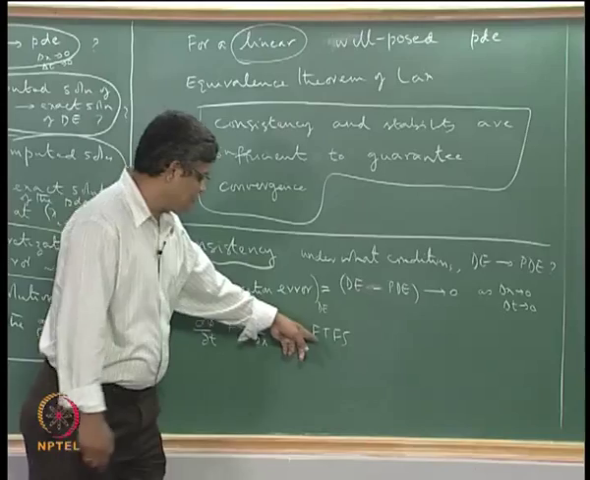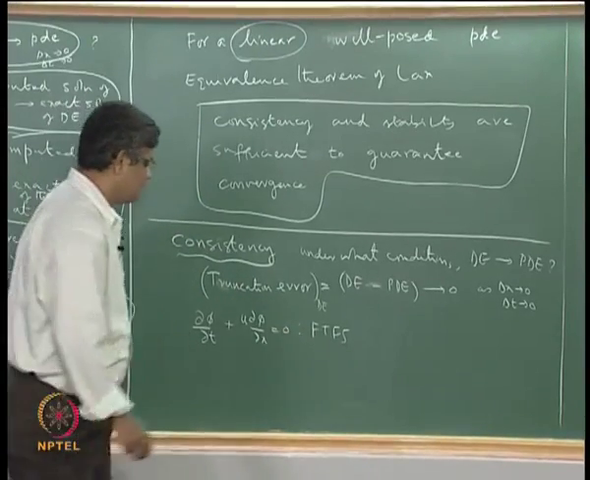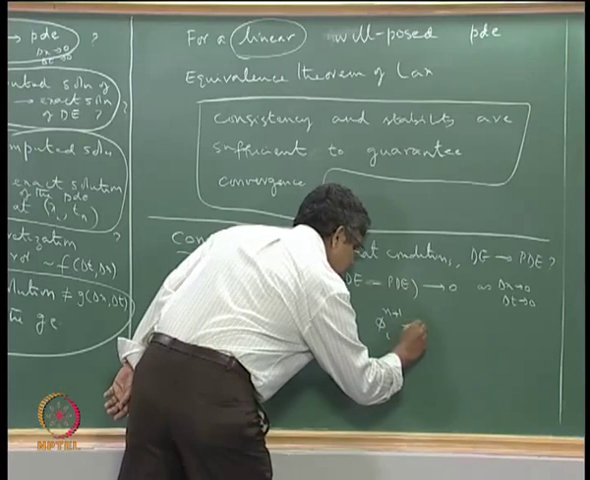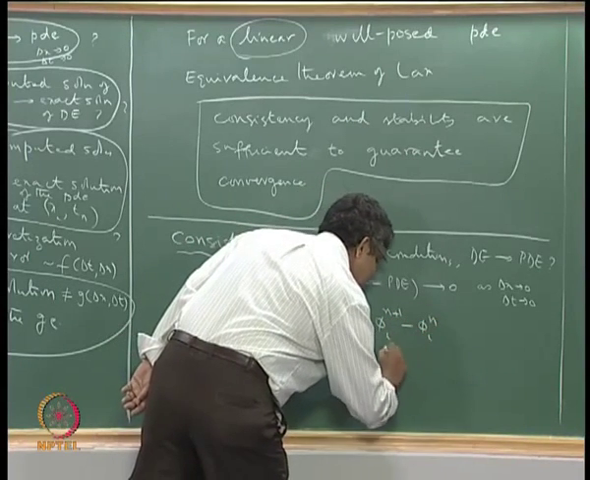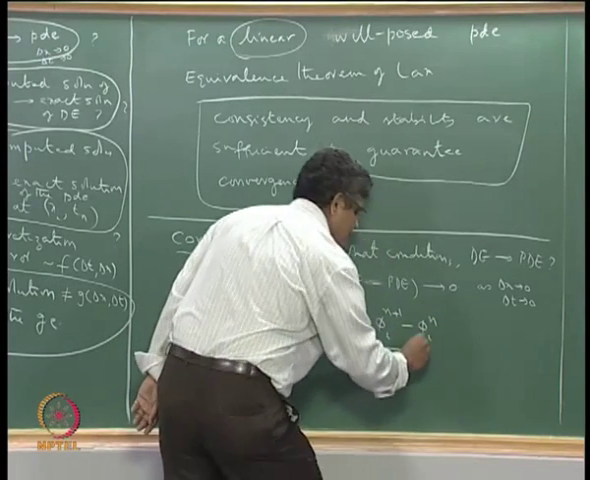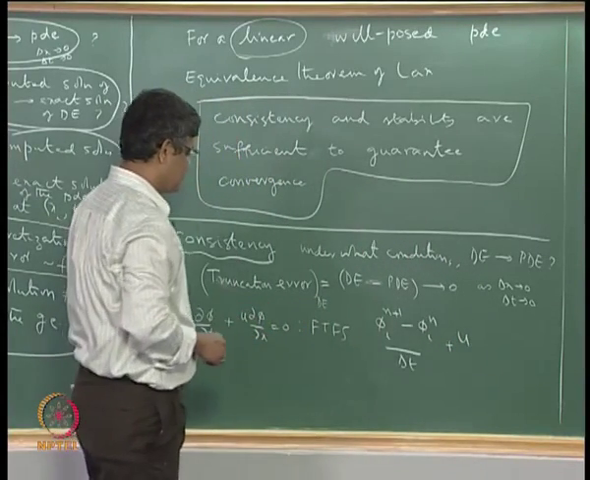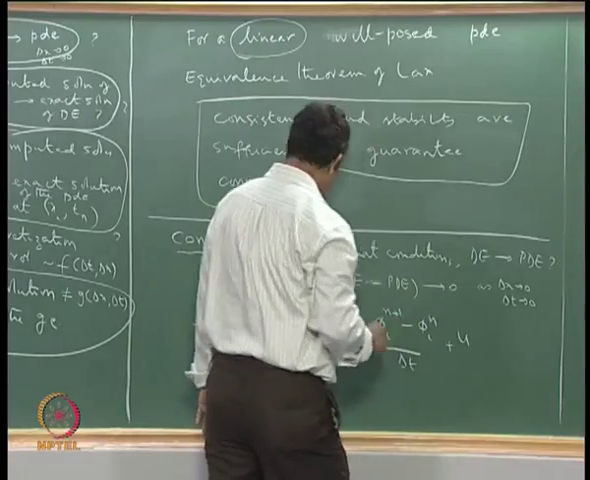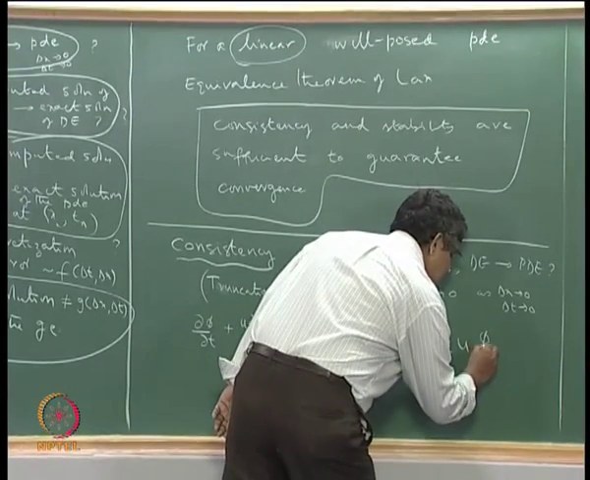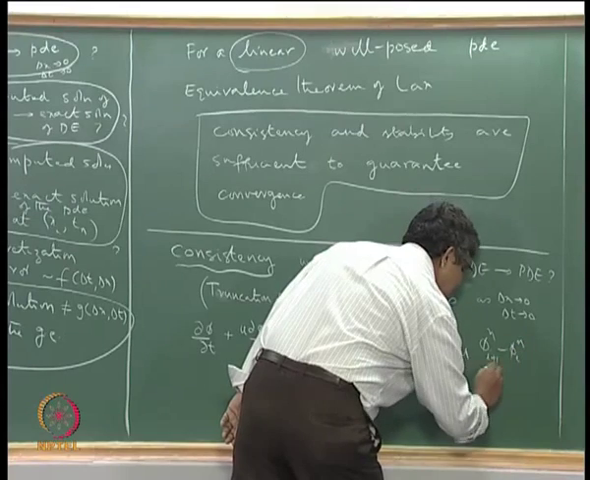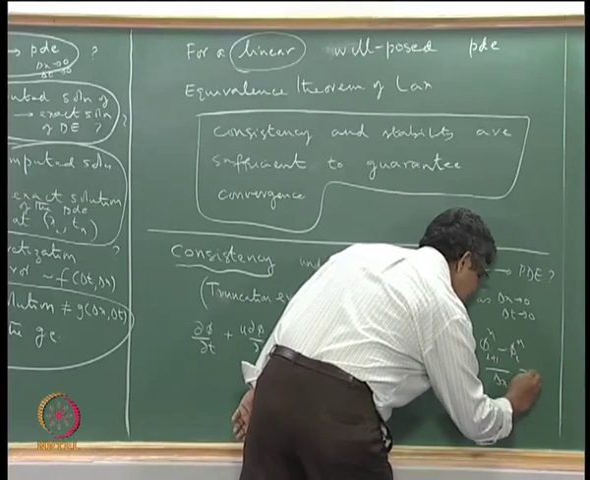So, when we write the FTFS approximation, we are writing this as (phi_i^(n+1) minus phi_i^n) by delta t plus u, which is being taken as a constant. In the example, we have taken it as 1 meter per second, (phi_(i+1)^n minus phi_i^n) by delta x equal to 0.